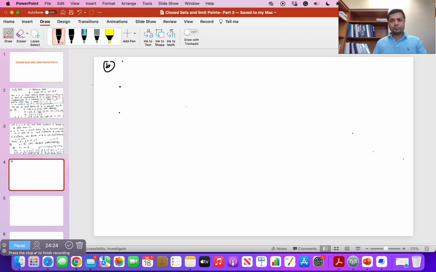Still we are in the real numbers with the standard topology. Now let's say in this case our set is the set of all reciprocals of the natural numbers. Here is our real line, negative infinity, positive infinity, and we have 0, and this is 1.